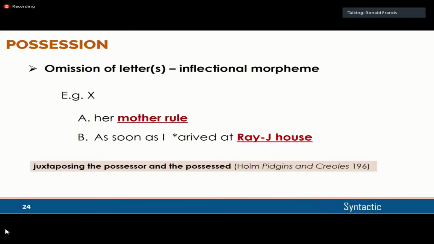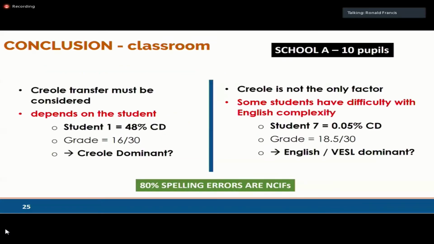So what I'm finding is that, in trying to investigate spelling, which is not the center of my research, I'm seeing a lot of connections between spelling and phoneme influence, spelling and how students speak, and even spelling and syntax. So what is the conclusion of all of this?